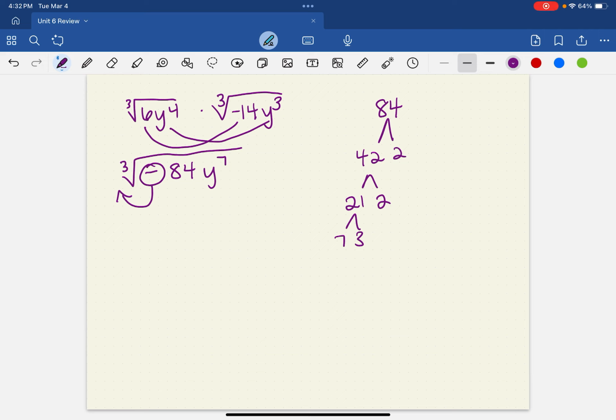And also y to the 7, 7 cannot be divided by 3, 6 can be divided by 3, so I'm actually going to turn that into y to the 6 times y. So I'm going to do 6 divided by 3. So on the outside, I will have negative y squared cube root 84y. Okay, and then that's it for that.